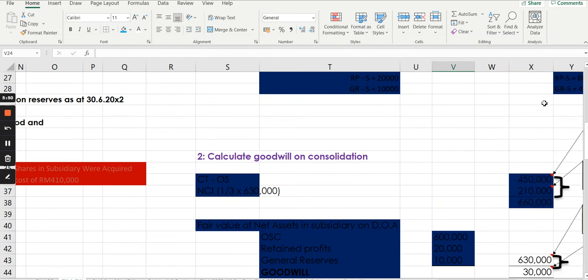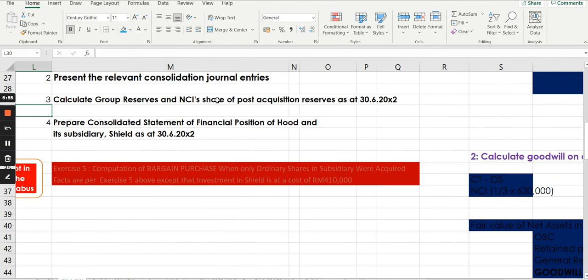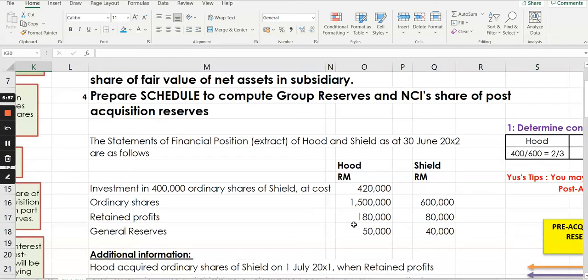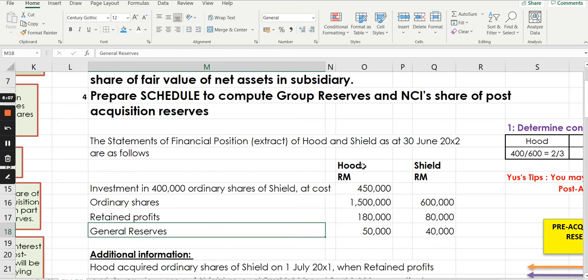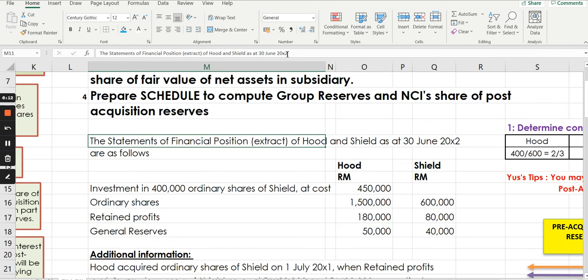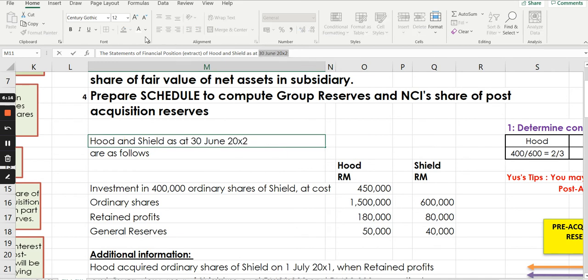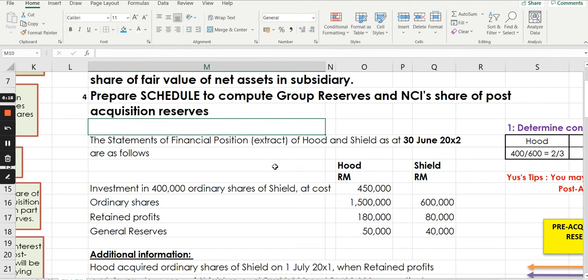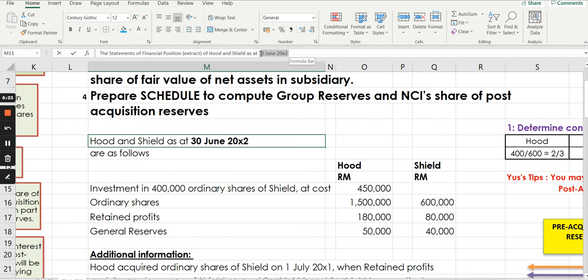We're going to look at the question, but before that I want to make a little amendment here to the cost of investment, just to make it higher. 450,000. You have the statement of financial position of Hood and Chill as at 30th of June 2000x2. So this is the reporting date, 30th of June 2000x2. That is the reporting date. And I'm going to put it in red.